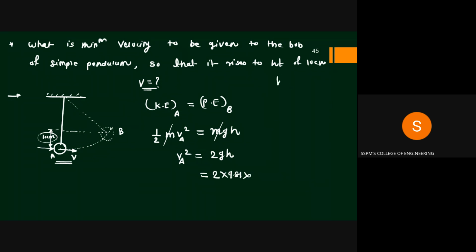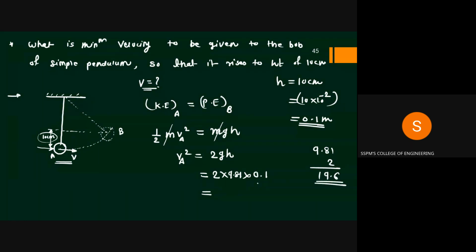Okay. So 2 into g, which is 9.81. The h value is given. This value is 10 centimeter, so this will be 10 into 10 to the power minus 2. So this is 0.1 meter. Okay. So put this value here, 0.1 meter. So here you will get the answer, this 9.81 into 2 is equal to 19.6. Okay. So you will get 19.6 into 0.1, so this is 1.96. Okay. So this is the answer for Va square.